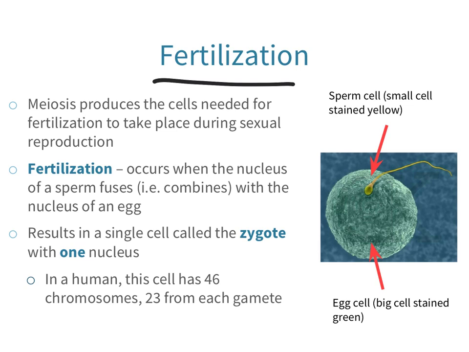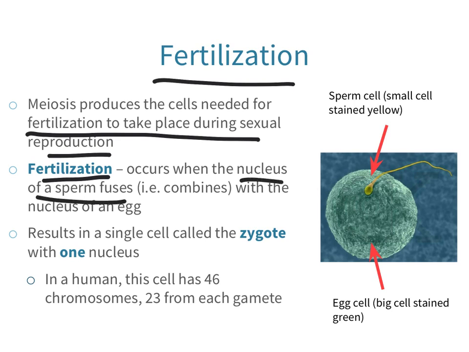So we already know that meiosis makes the gametes, the cells that are needed for fertilization to happen during sexual reproduction. And we're going to define fertilization here as when the nucleus of a sperm cell fuses, aka combines, with the nucleus of an egg cell to make a zygote. We already know that word, okay? And we already know that human cells have 46 chromosomes because they're diploid. 23 came from each gamete.